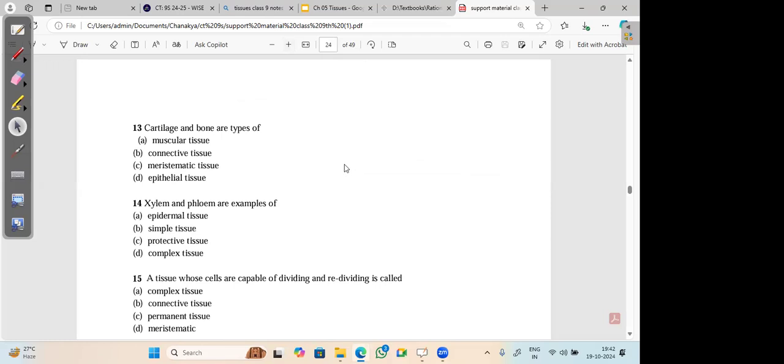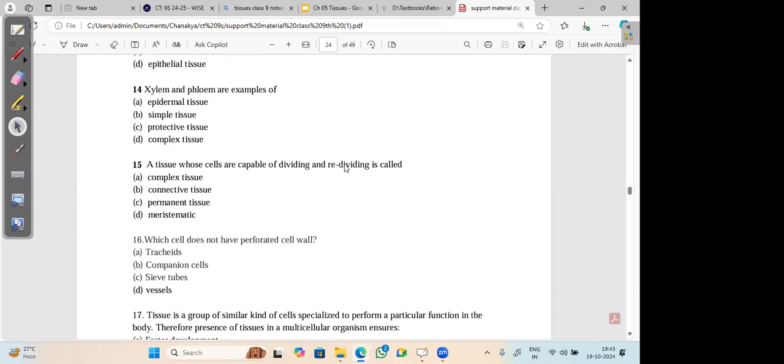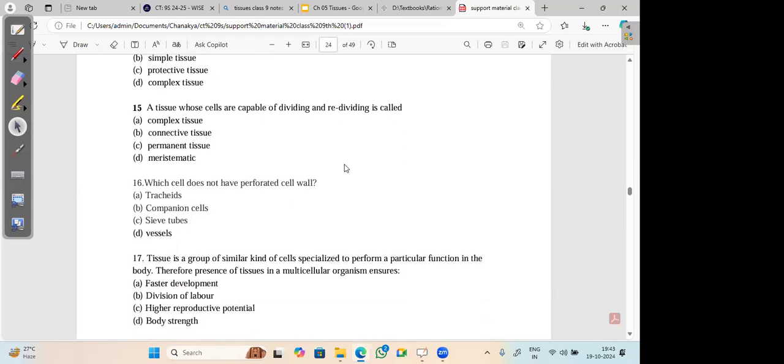Cartilage and bone are types of... muscular tissues, right? Cartilage and bone, they are a type of connective tissue. Oh, right, sir. Sorry, connective tissue. Xylem and phloem are examples of complex tissues. Yeah, complex tissues. All right. A tissue whose cells are capable of dividing and redividing is called meristematic. Yeah, it's a meristematic tissue.